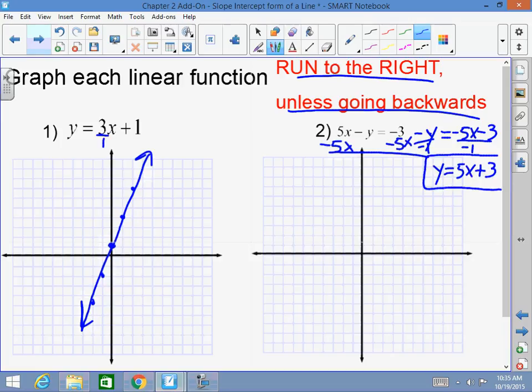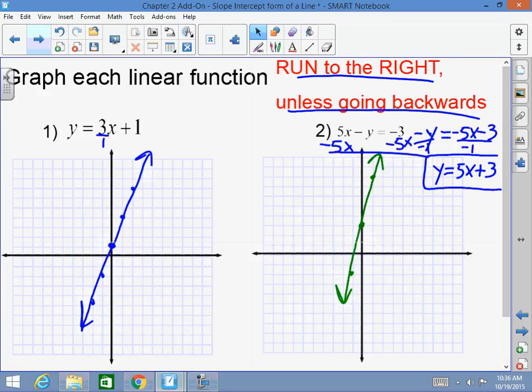Now I have solved for y. I'm done with that first part. Now the easy part comes. What is my y-intercept here? 3. So I go 1, 2, 3. And what is my slope? 5 over 1. So I'm going to go up 1, 2, 3, 4, 5, 1 to the right. I don't have any more space, so I'm going to go backwards. Down 1, 2, 3, 4, 5, 1 to the left. And I need at least 3 to 5 points, which I have already achieved here, and that is my graph.